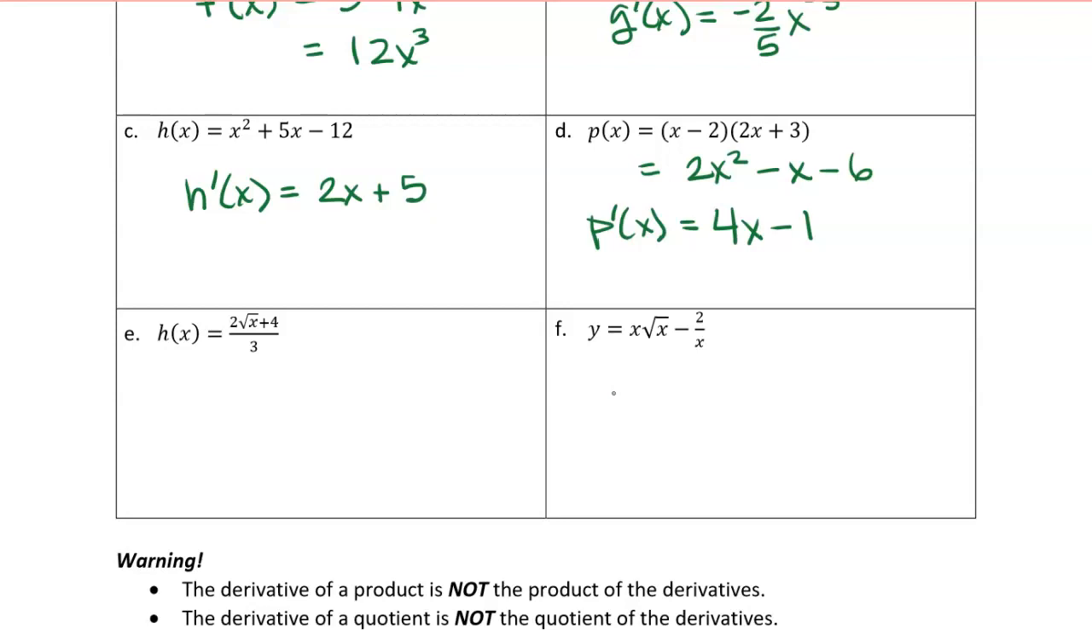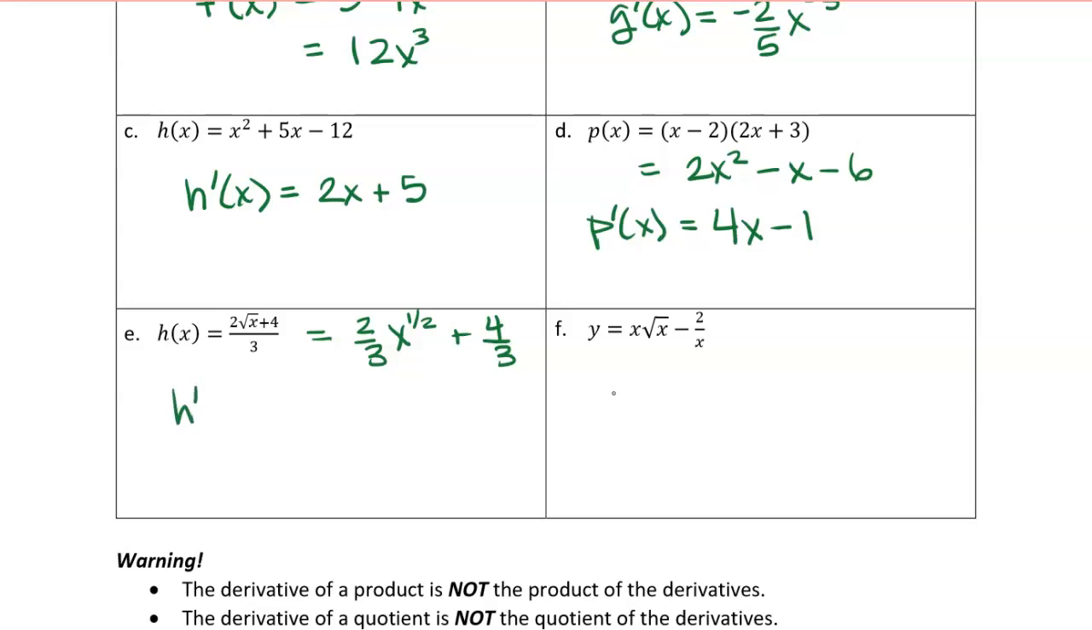Now it's just got 3 in the numerator. We need to rewrite this so that it's a little cleaner. So we're going to get 2/3 times the square root of x, which is x to the 1/2, right? And then plus 4/3. Okay, now it's just the sum of functions that we know how to take the derivatives of.